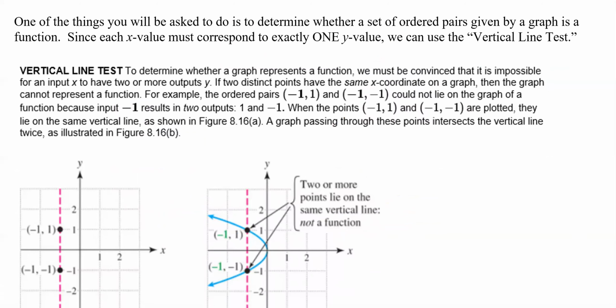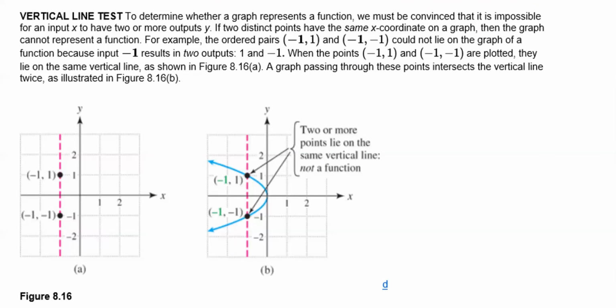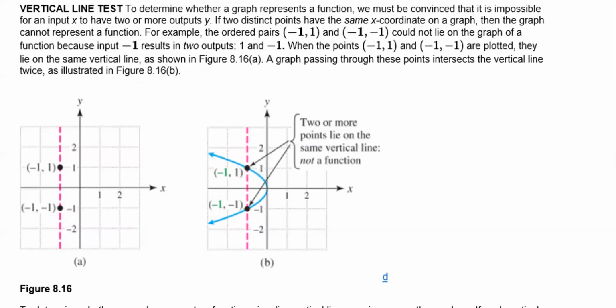So one of the things you will be asked to do is to determine whether a set of ordered pairs given by a graph is a function. Since each x value must correspond to exactly one y value, we can use what is called the vertical line test. And simply stated, if you can draw a vertical line and cross the graph in two places, it is not a function, because that means x has two different y values.